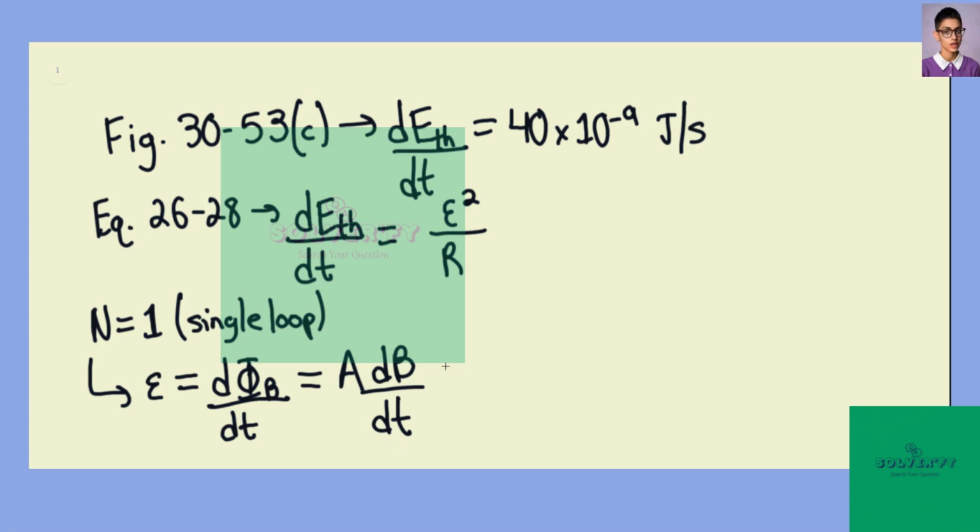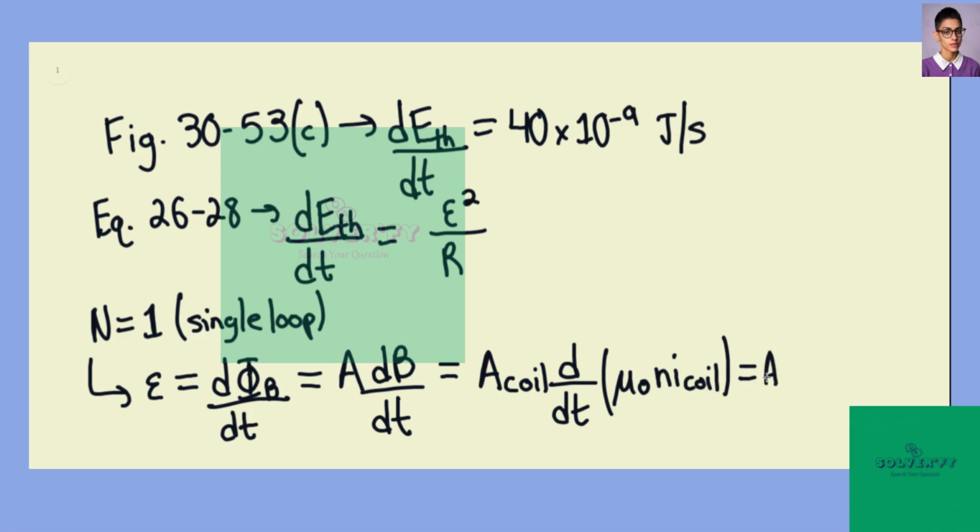We then know that this is equal to the area of the coil times the derivative with respect to time of the magnitude of the magnetic field, which in this case would be the magnetic permeability in a vacuum, mu naught, times N, the number of loops, and I, the current of the coil. This is essentially equal to the area of the coil times mu naught N times the change in the current of the coil with respect to time. Given this EMF, we can then find the resistance.